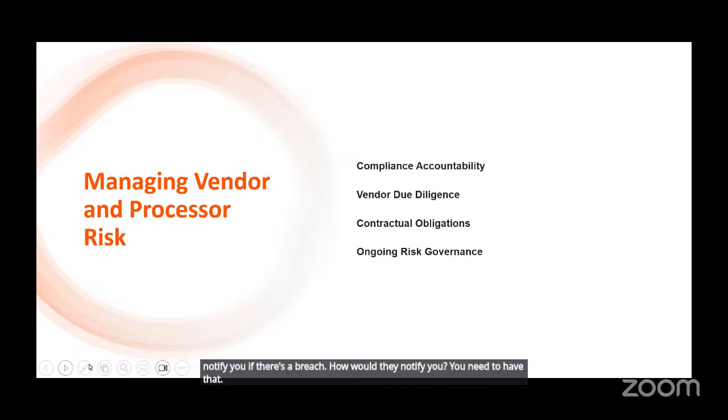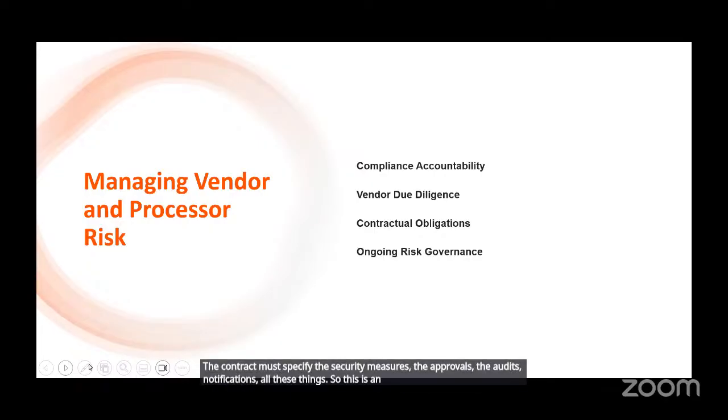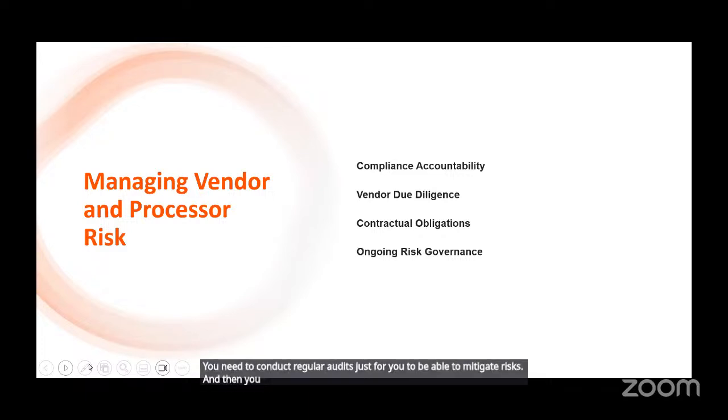You need to have a contract in place. Contract readiness is so important. The contract must specify the security measures, the approvals, the audits, notifications, all these things. So this is an ongoing risk assessment. This is something that is ongoing. You maintain a risk register. You need to classify your vendors. You have different vendors, you need to classify them. You need to conduct regular audits just for you to be able to mitigate risks. And then you register. This will help you improve. So this is just the starting point.